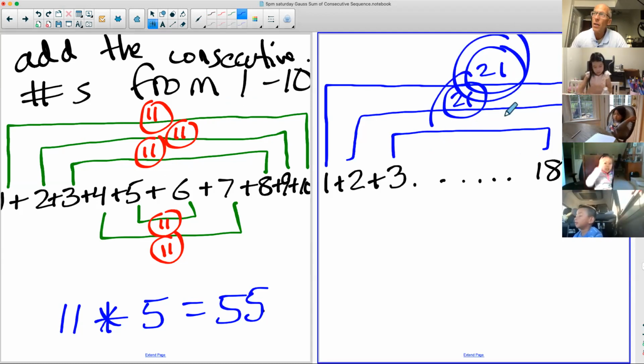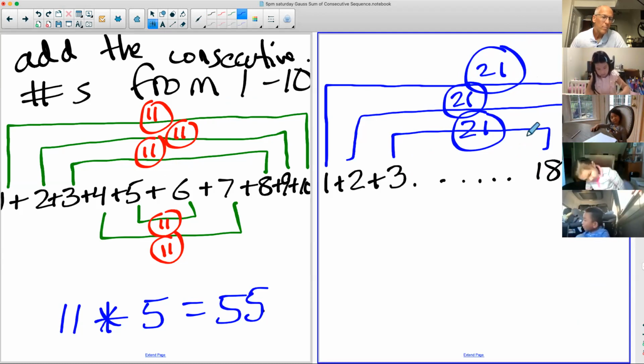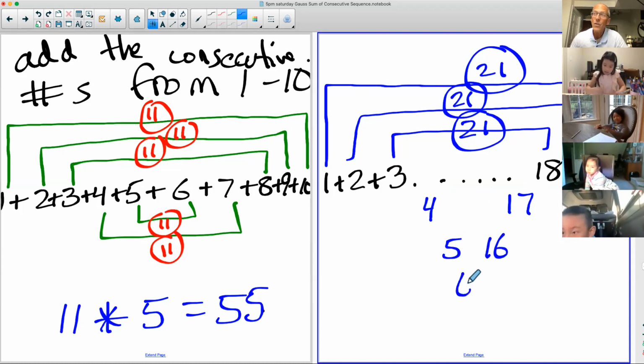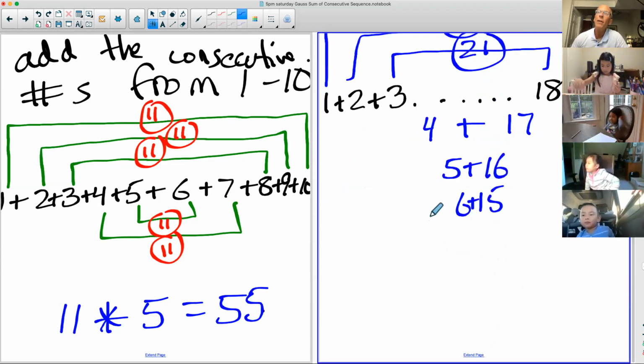Come on, Larry. What do you see here? 18 plus 3 more. How many groups? 21. That's right. And now, Valerie, can you tell me how many 21s we have? 3. Uh-oh, that's not true, because we also have 4 and 17, 5 and 16, 6 and 15. We have a lot more. 10. Oh, wow. Everybody write this down now.